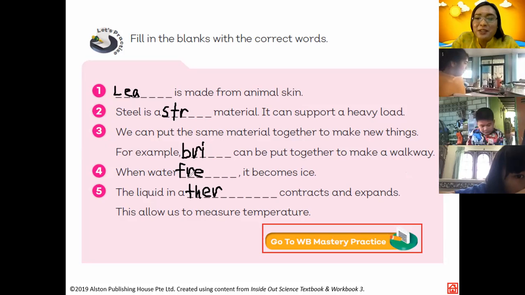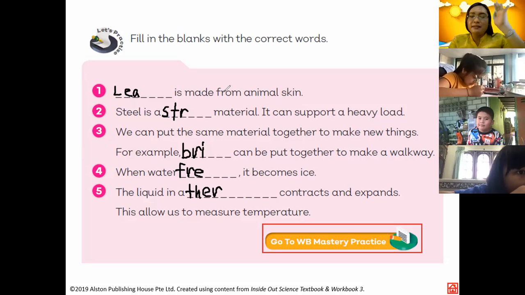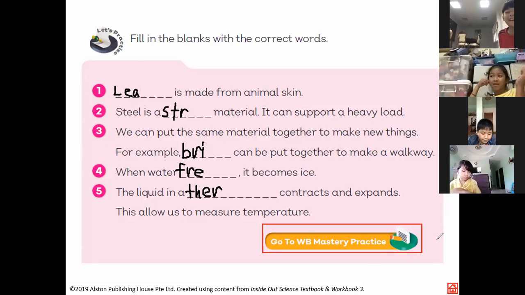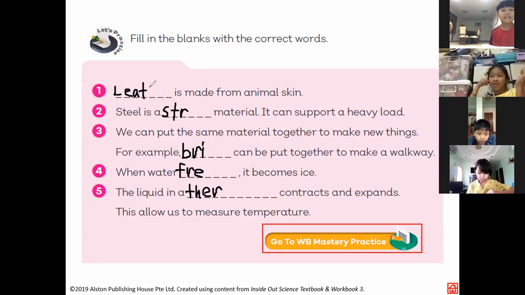Okay, who would like to answer number one? What is the missing word? Blank is made from animal skin. Anyone? Raise your hand. Okay, Richard, what's number one? Leather. How do you spell it? L-E-A-T-H-E-R. Okay, very good. So number one is leather. Leather is made from animal skin.